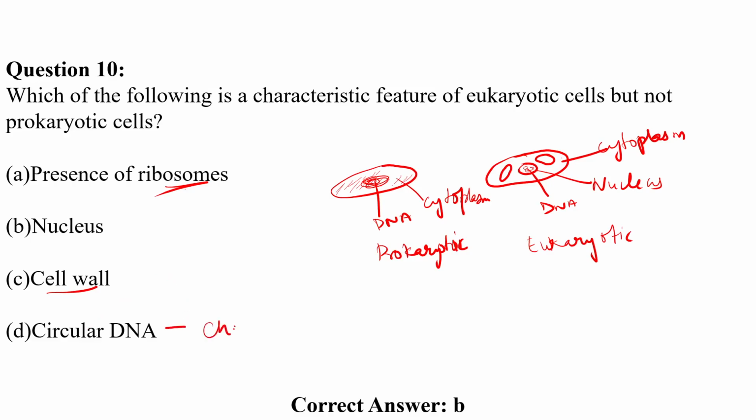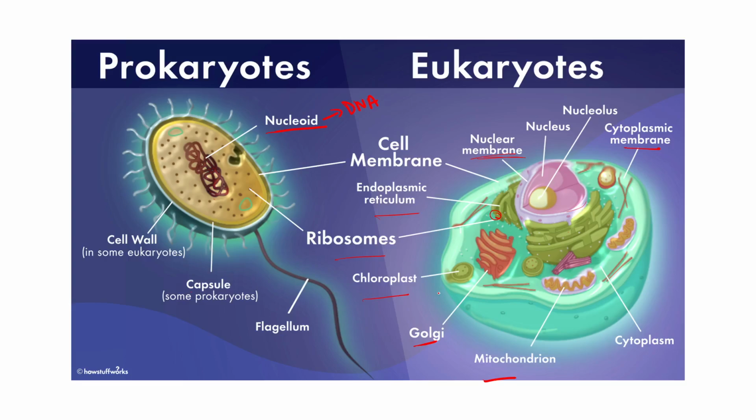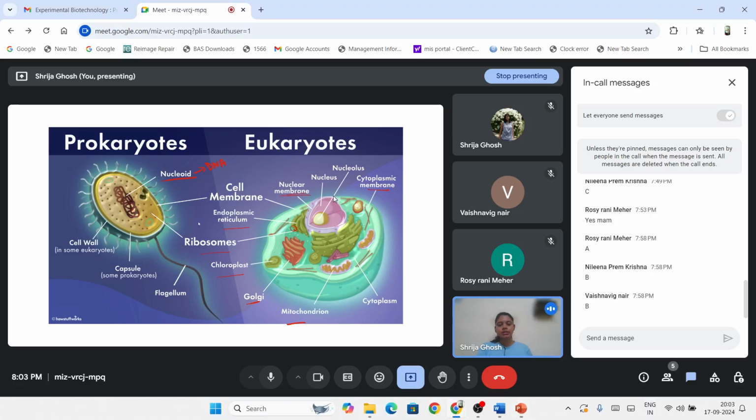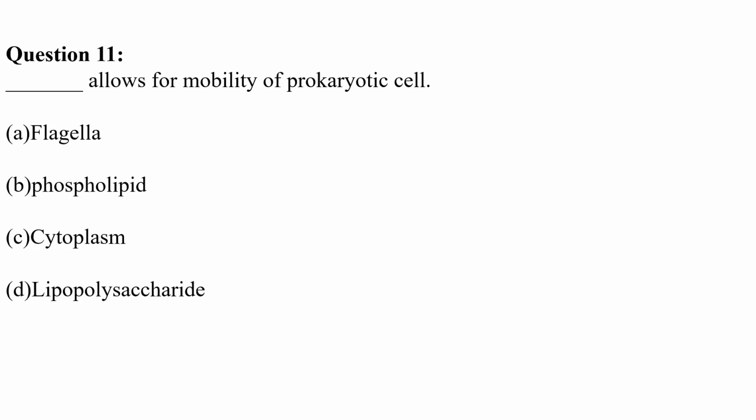In eukaryotes we have linear DNA, in prokaryotes we have circular double stranded DNA. Okay, this is clear to everyone.